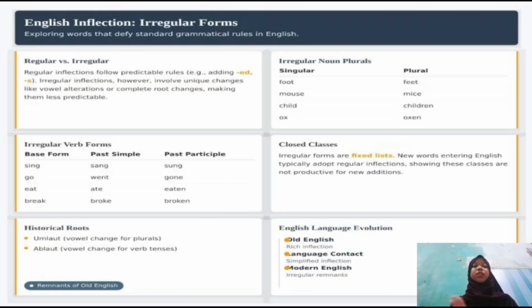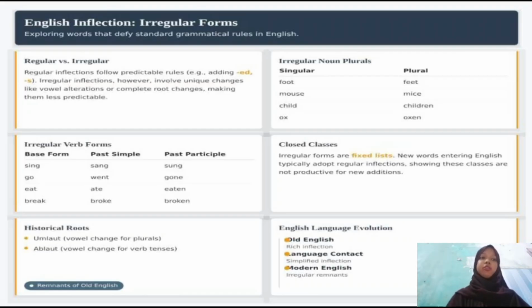The next is English language evolution. So there are three: Old English, language contact, and modern English. The first is Old English. The language had many inflection endings. Words changed their form to show things like case, gender, number, and tense. The grammar was rich and complex.